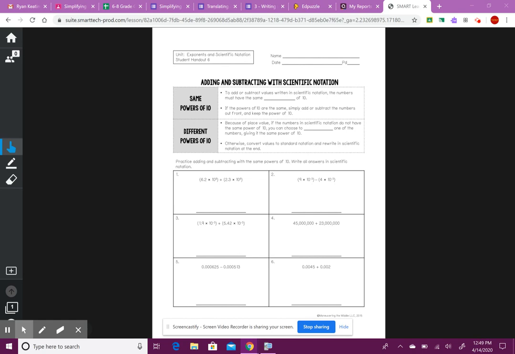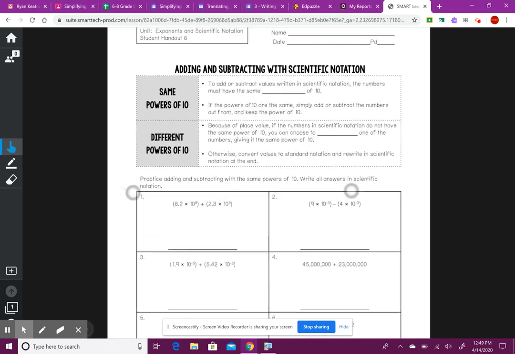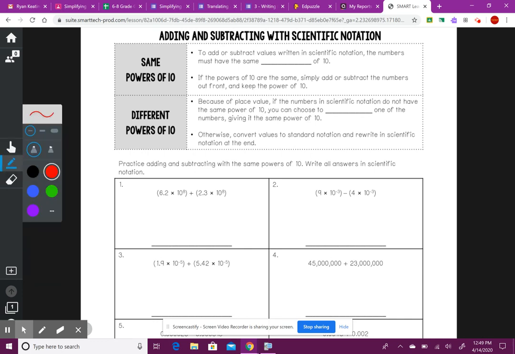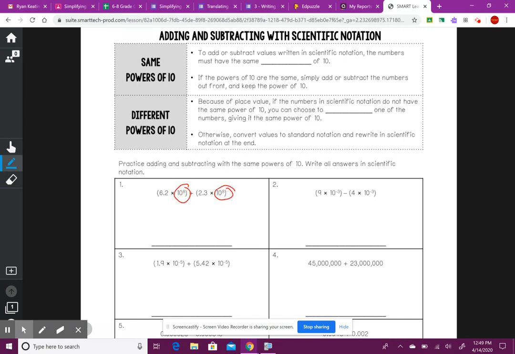So for adding and subtracting with scientific notation, we're going to zoom in a little bit. Right here on number 1, we have 6.2 times 10 to the 8th plus 2.3 times 10 to the 8th. If you're adding or subtracting, you need the same exponent. They both have 8, so we're good. We know that is part of my answer. Now you just add 6.2 plus 2.3, which gives you 8.5, and then you're done with that question. But you can only do it this fast if your exponent is the same.